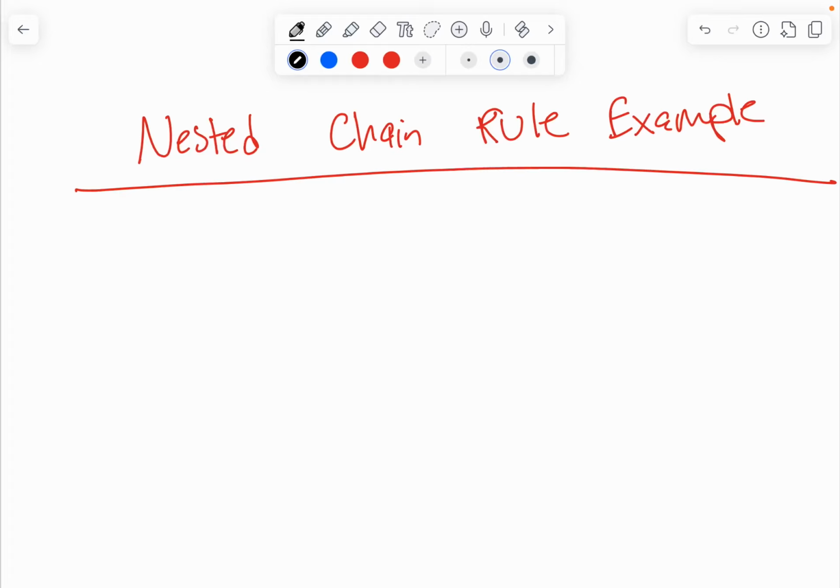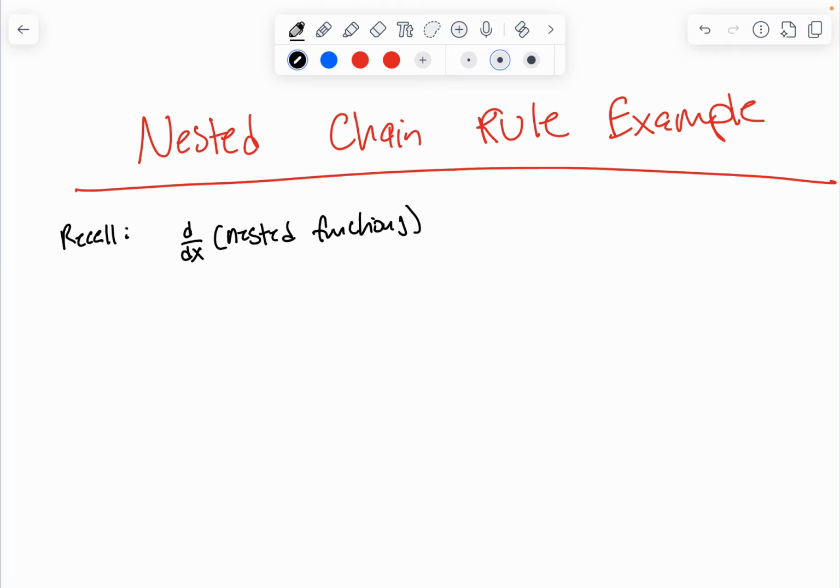Hi everyone, welcome back. Today we're going to try to do the nested chain rule example, applying chain rule to slightly harder problems. So first let's recall what the chain rule actually is. The chain rule is when you have to take the derivative of nested functions.